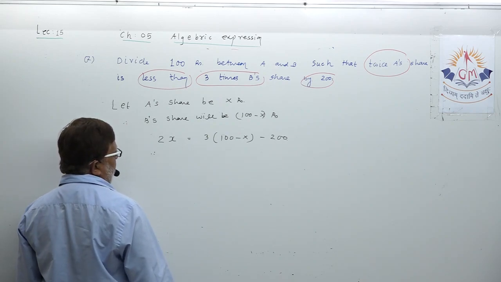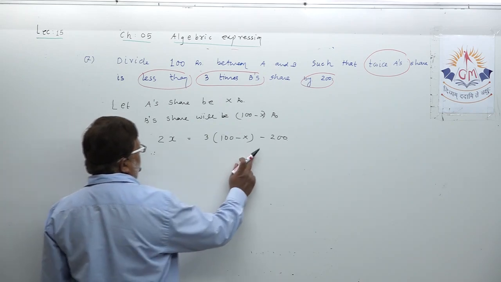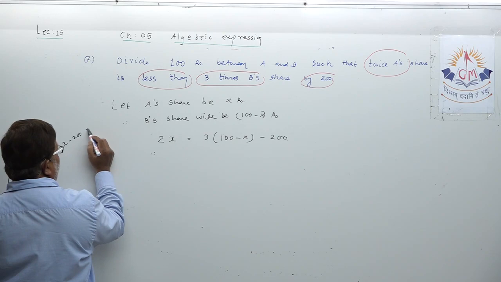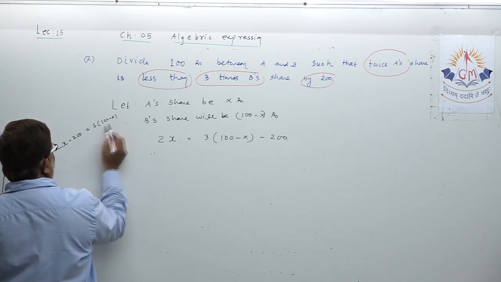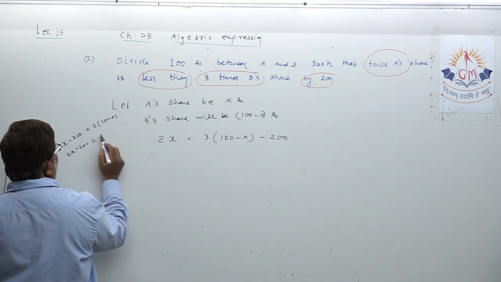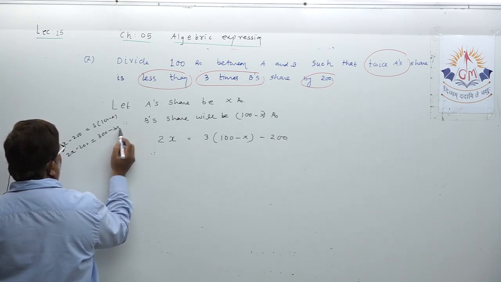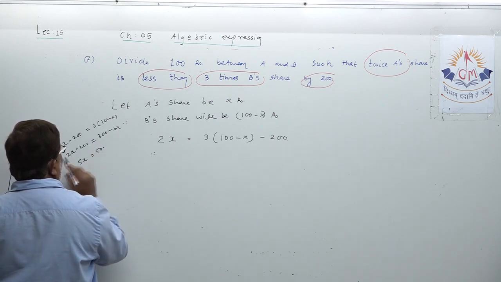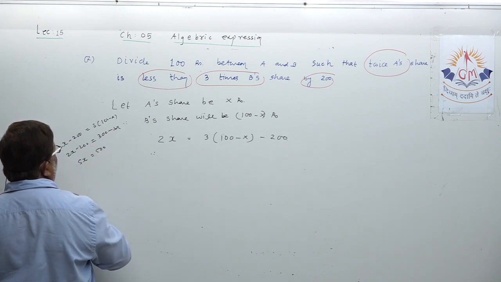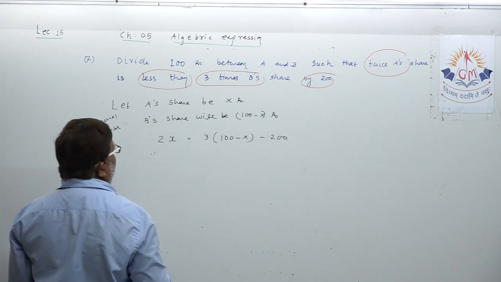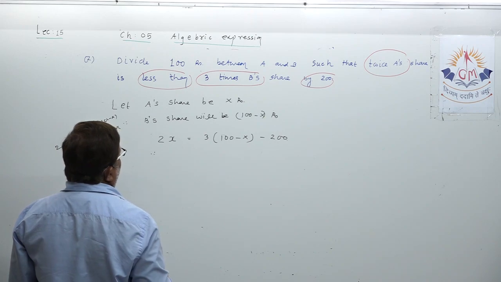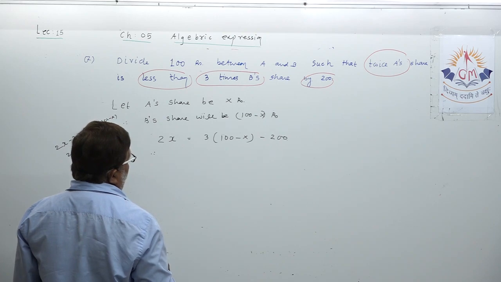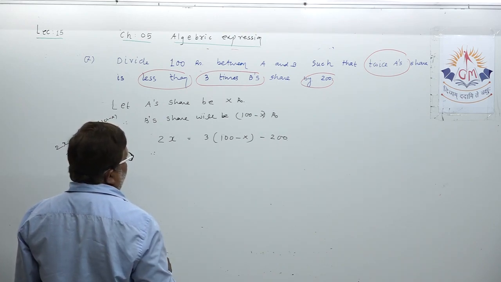Okay, dear student. So, just a minute. Let me verify. Twice A's share is less by 200 than 3 times B's share: 2x minus 200, this is 300 minus 3x, 5x equal to 500, then x equal to 100, no. Twice A's share is less than 3 times B's share by 200, okay.